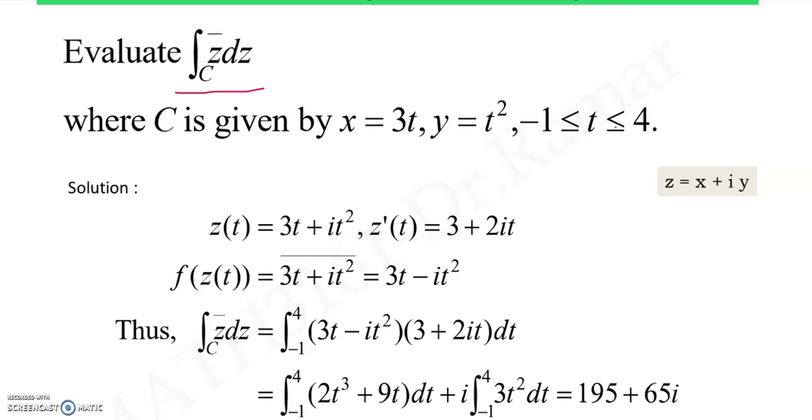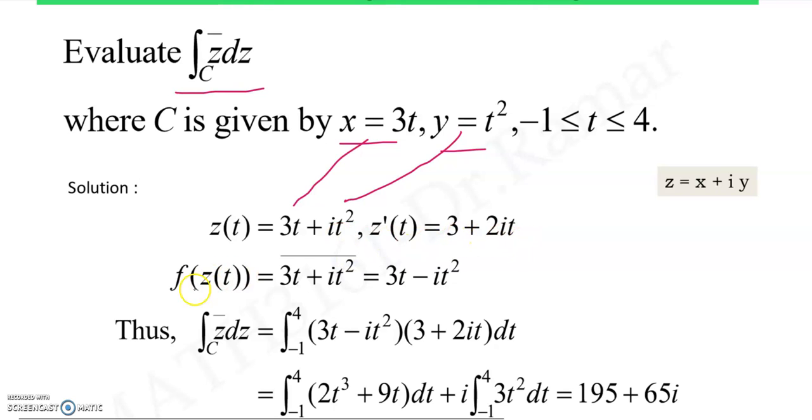Just substitute. What is z? We know that z is equal to x plus iy, that is the Cartesian form. What is x here? 3t. What is y here? t squared. Substitute here, so that you will get z of t is equal to 3t plus i t squared. From this you can find z dash, the derivative with respect to t. That's why 3 plus 2it.